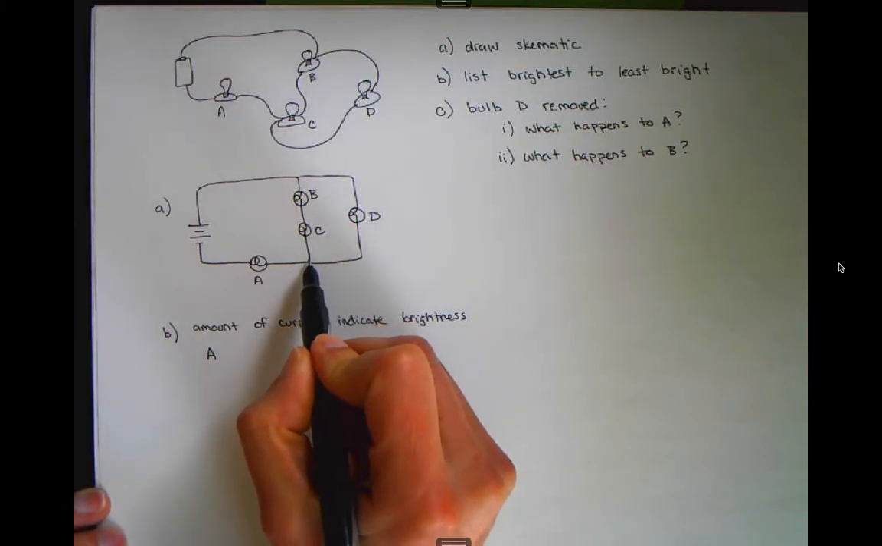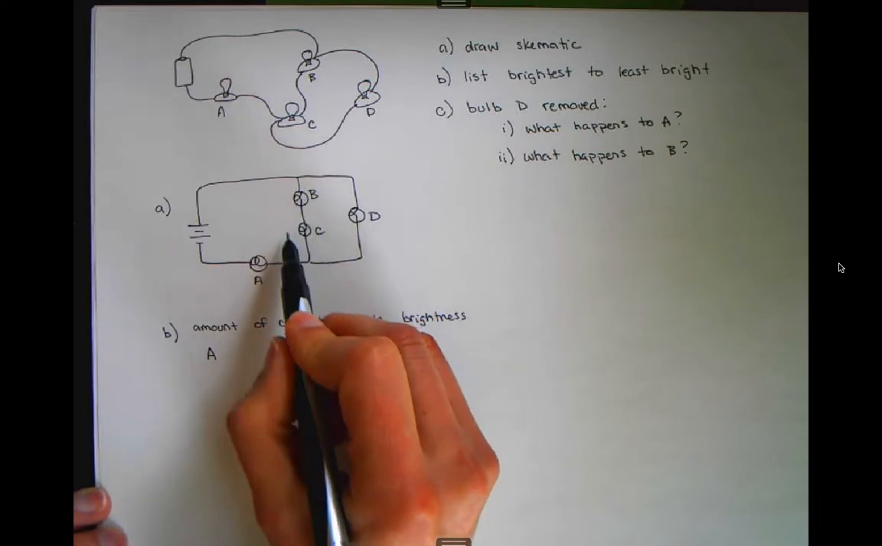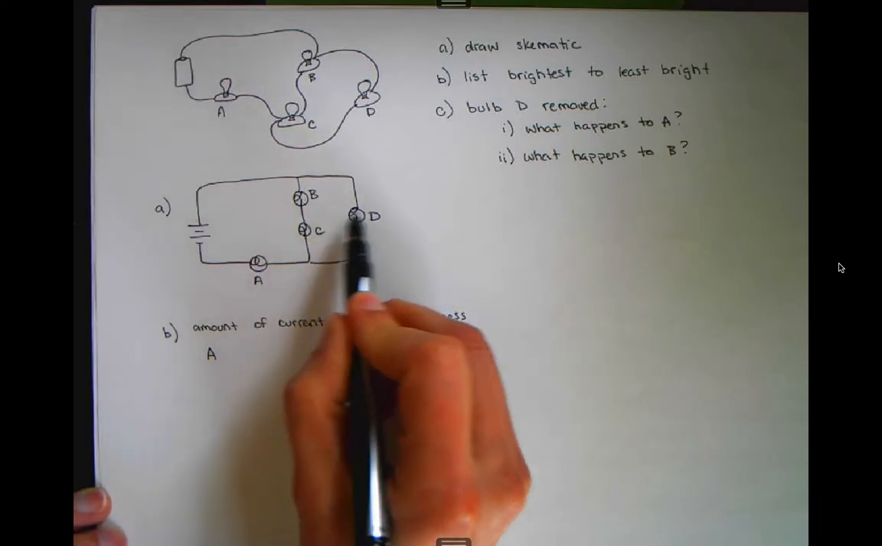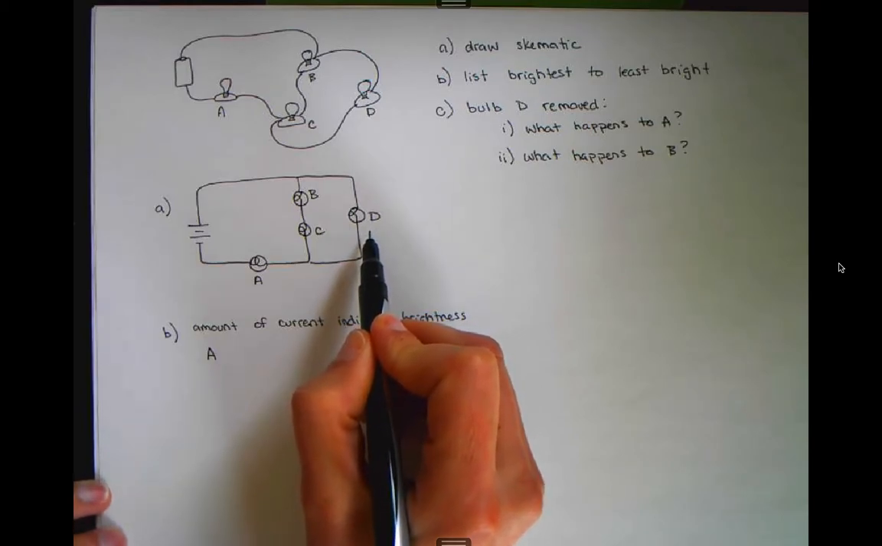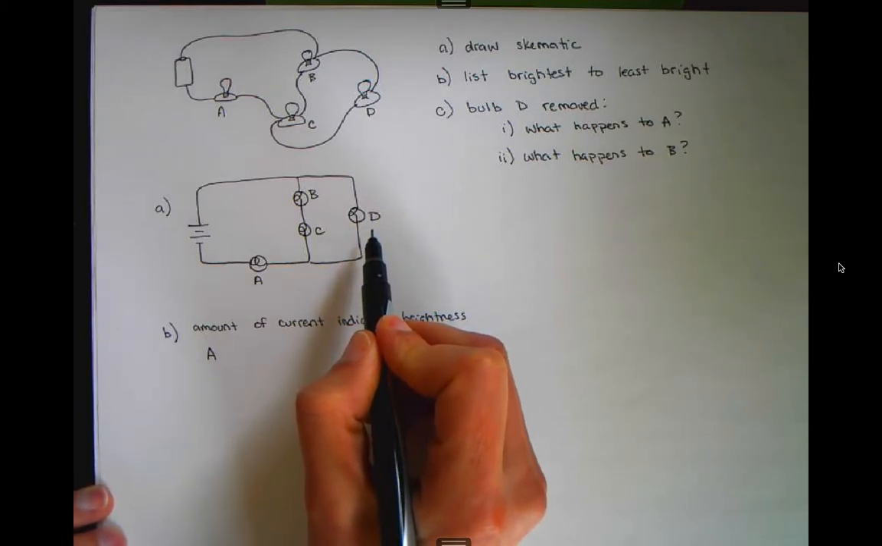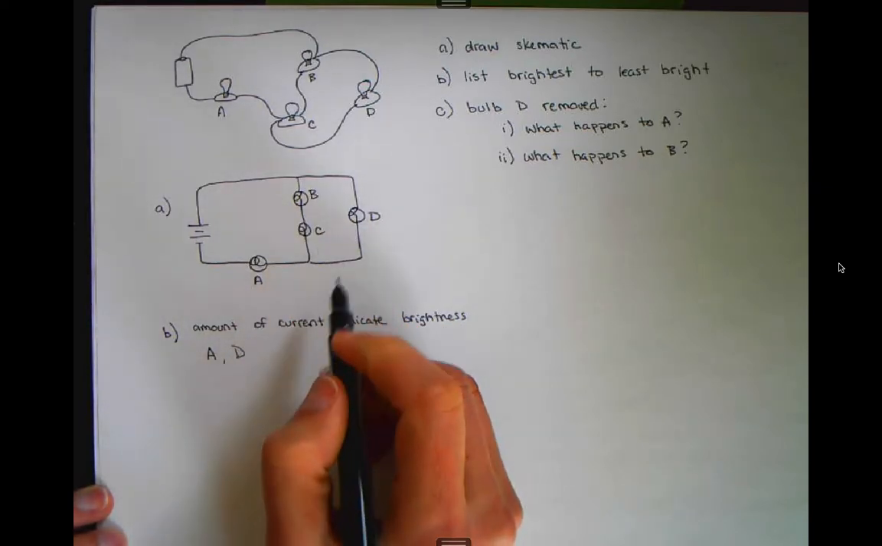And so you have two light bulbs that it'll travel through in this branch. So this will have twice the resistance as light bulb D. And when there's more resistance, you'll have less current. Current travels the path of least resistance. So that means that D will be brighter than C and B.